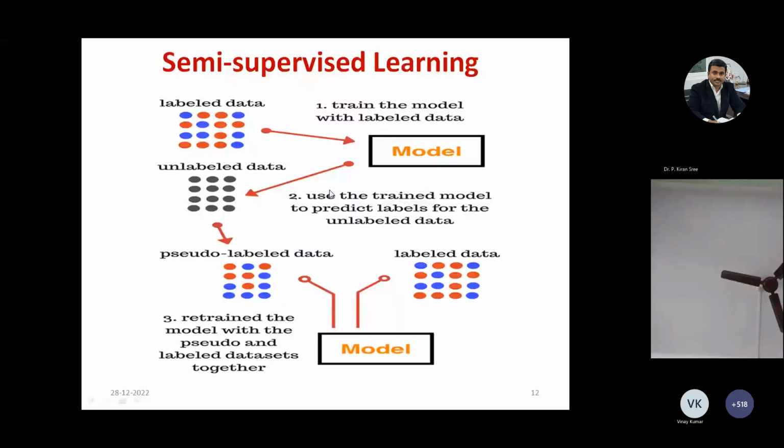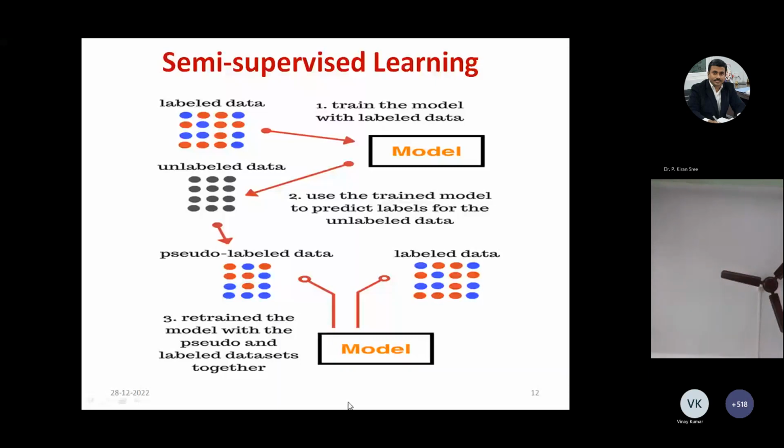That label we call a pseudo labeled data set. Pseudo means it may not be a perfect one; it's an intermediate label. All of this is done in pre-training. Once this process is over, we have a pseudo labeled data set and the labeled data set. We combine them together, and finally we retrain. The model is retrained with a combination of pseudo labeled and labeled data sets. So this is our target model. This is what happens in semi-supervised learning.